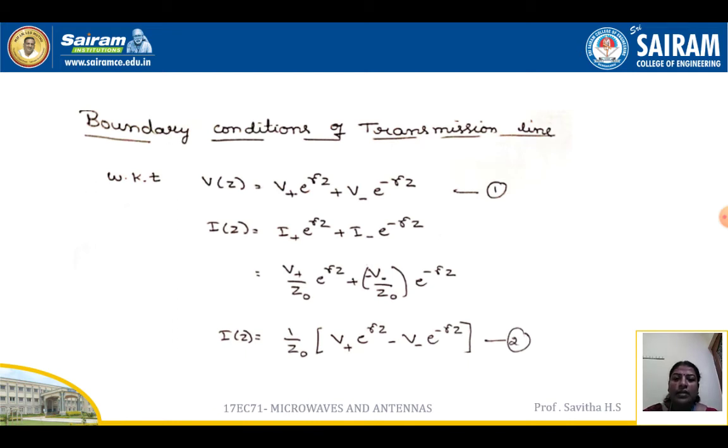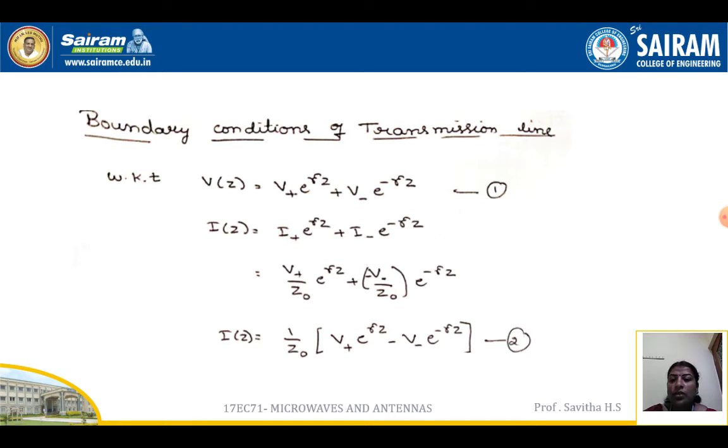So here in this transmission line, we need the boundary conditions of the transmission line. The two equations we already know are the differential wave equations, with the solutions V(z) = V+ e^(γz) + V- e^(-γz), and I(z) = I+ e^(γz) + I- e^(-γz), where γ is the propagation constant.